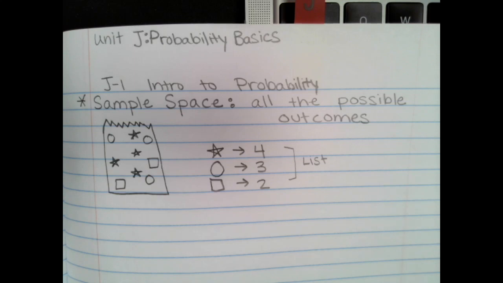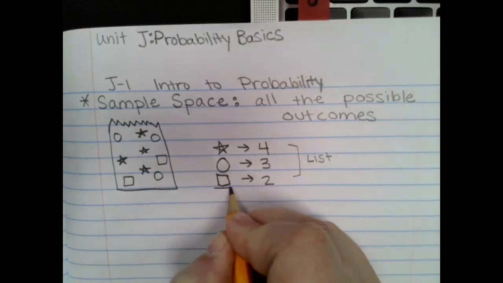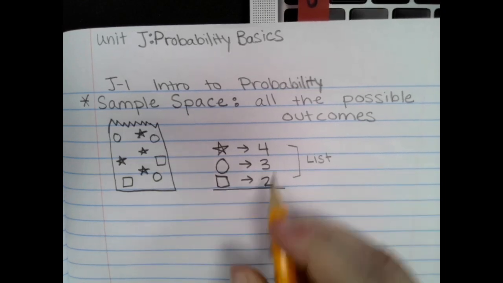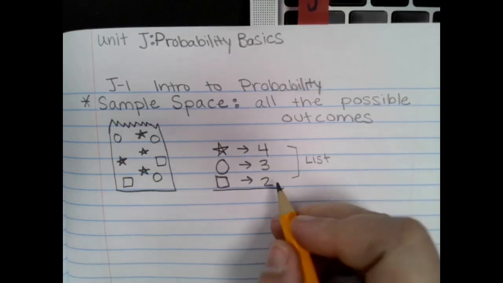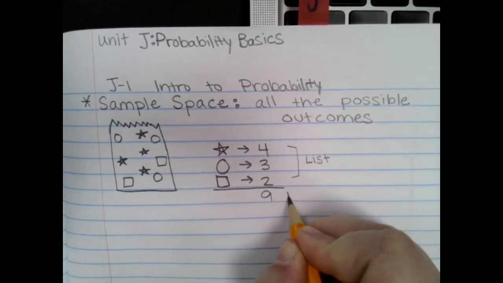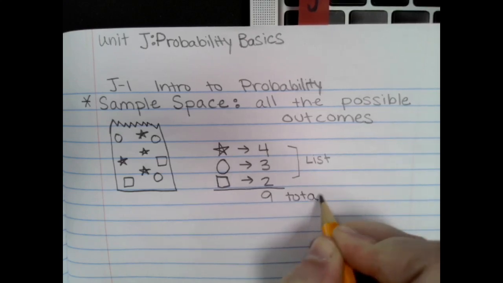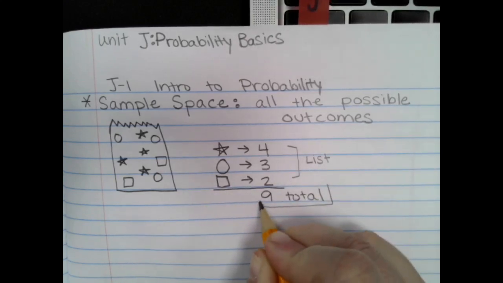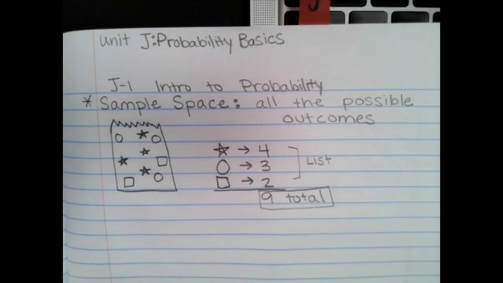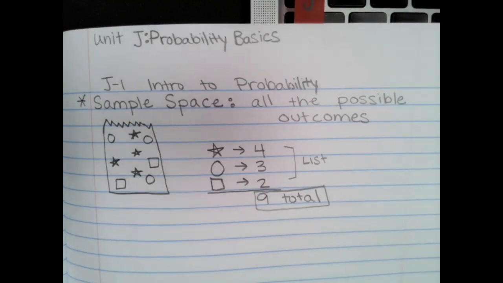But when I ask what is the sample space, I'm looking for a number. How much is in our sample space? How many objects were there total? Good. 4 plus 3 plus 2 equals 9. So 9 total. So that is our sample space. We're really looking at how many options total there are. There's 9 different objects.